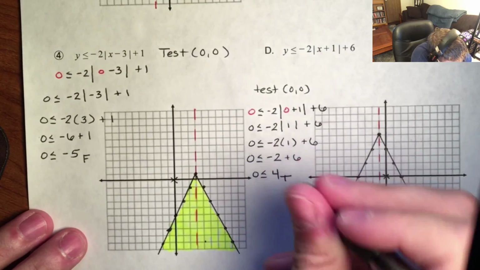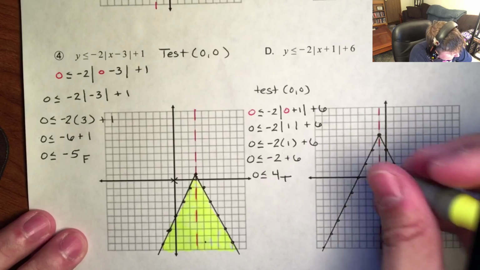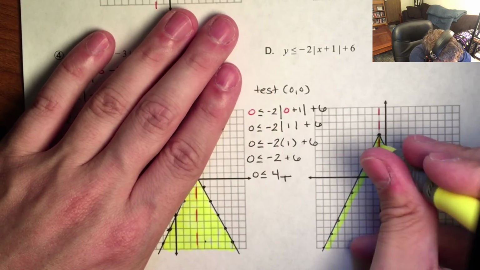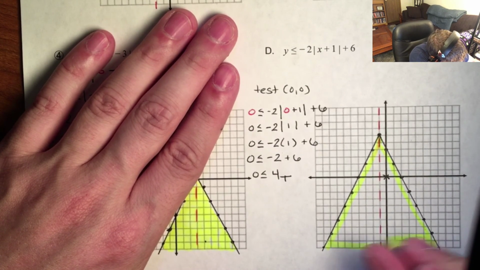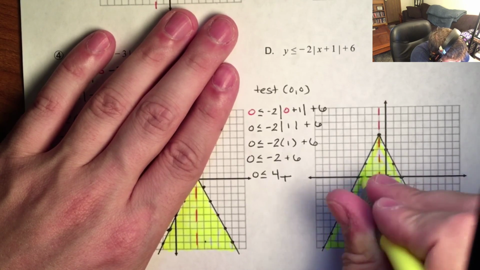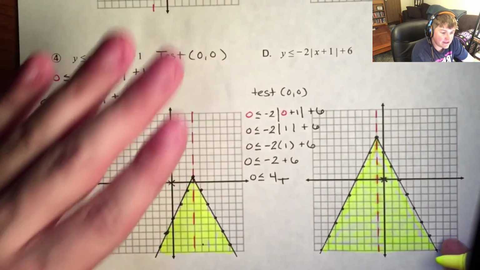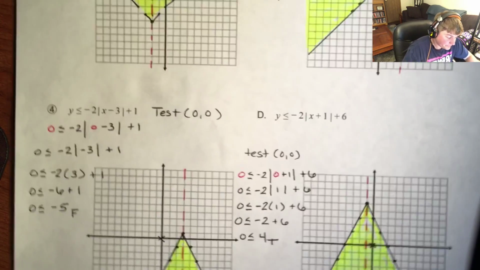That is true. Okay, and so this one here we get to shade inside of the V because we tested 0, 0 and found it to be a solution, so that means the side with 0, 0 has all of the solutions. All right. And again, anything in my highlighted shaded region is a solution. Anything on the line is a solution for this one because it's a bold line.